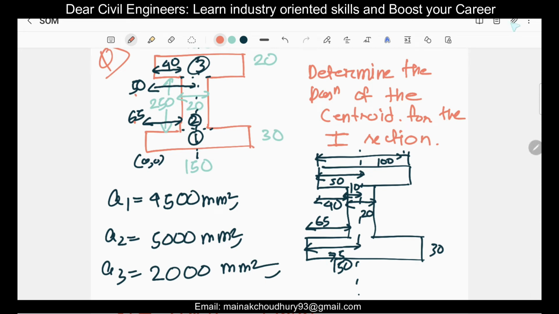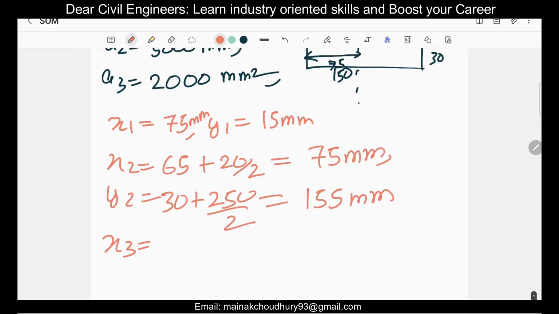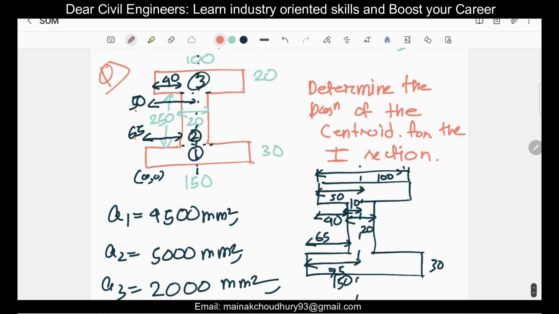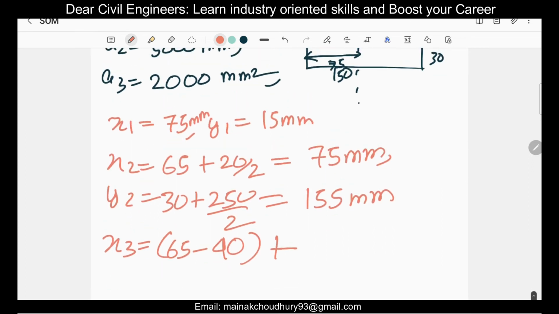Sorry, it's not 65 minus 50, it's 65 minus 40. This is 40 mm, the difference. So it's 65 minus 40. I'll just write it here. 65 minus 40 plus the half plus 50, right? Plus 50, and this will be equal to 75.